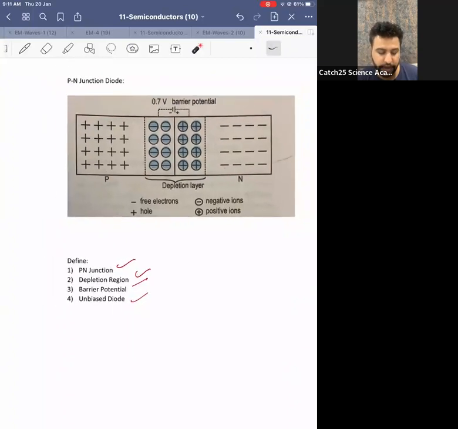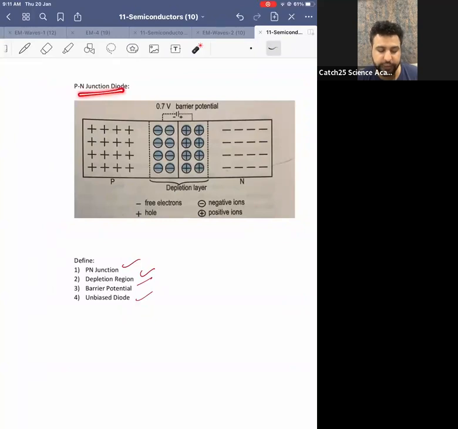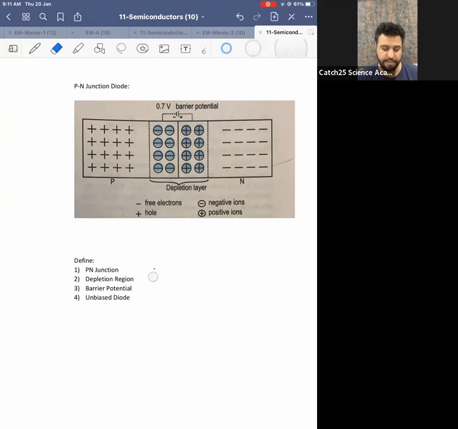Okay. Therefore, I want you to write down the side heading PN junction diode, draw this diagram, and below that I will give you the notes. Start.